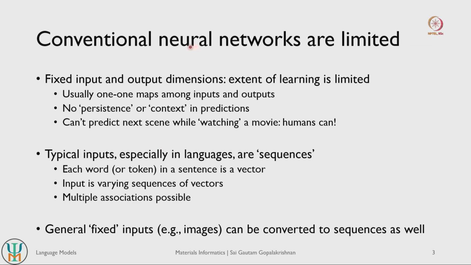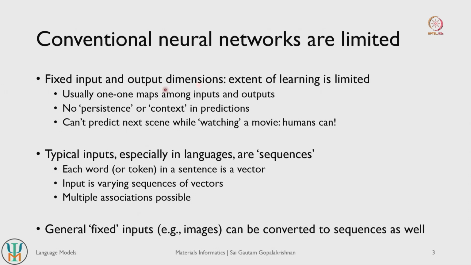Okay. So if you look at conventional neural networks such as dense neural networks or even convolutional neural networks, they are limited by how much they can actually learn, and that is largely dependent on their input and output dimensions. So if you look at a simple convolutional neural network, the input image dimension is usually fixed, and the output dimensions are also fixed. So it predicts an output of certain dimensions, or it does a classification task, such as whether an image is a tree or not tree.